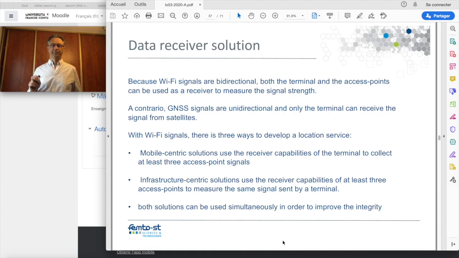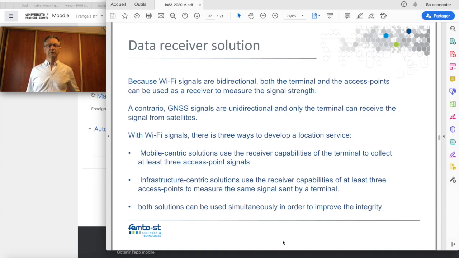A contrario, GNSS signals are only unidirectional, only from the satellite to the user, to the ground device. So the ground device is only the receiver, and this ground unit cannot send any signal to the satellite. So you are really locked. It's only a calculation system inside the ground mobile device.